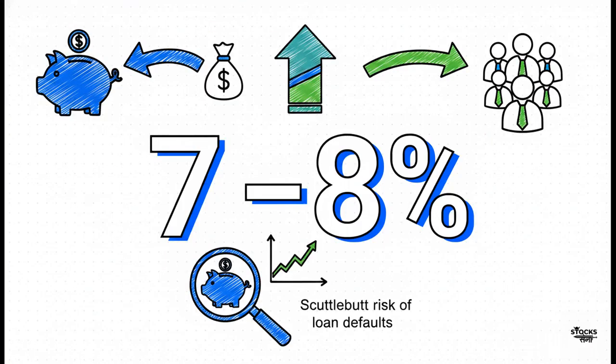Take Bajaj Finance, a consumer lending NBFC. Their business model is beautifully simple. Borrow money at a cheap rate and lend it to retail customers at a much higher rate. That spread between the two is their profit. Historically, they've maintained a net interest margin spread of around 7 to 8%. It just shows how elegantly simple and highly profitable a lending business can be when executed well. But remember our scuttlebutt rule? Your primary ground truth task here is figuring out if they are lending to people who will actually pay them back, constantly checking for the risk of loan defaults.